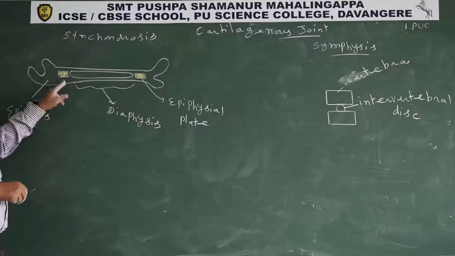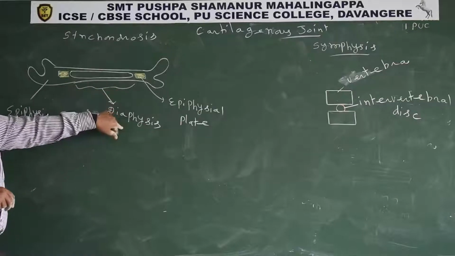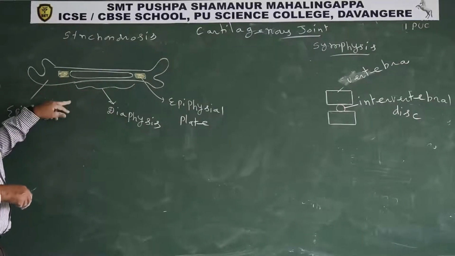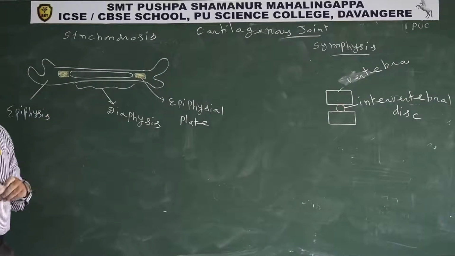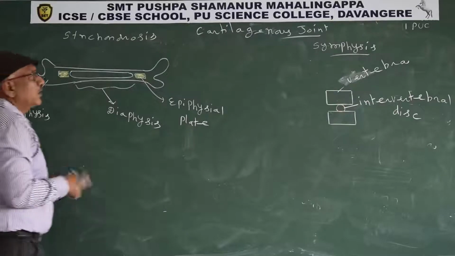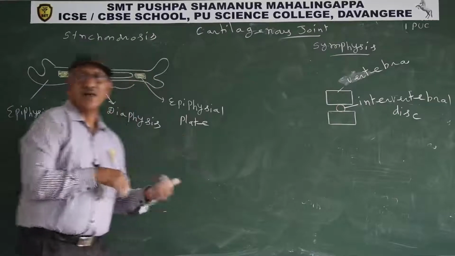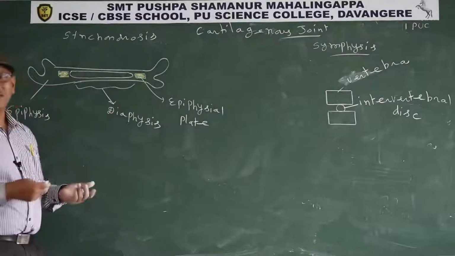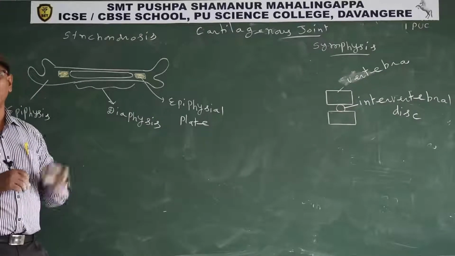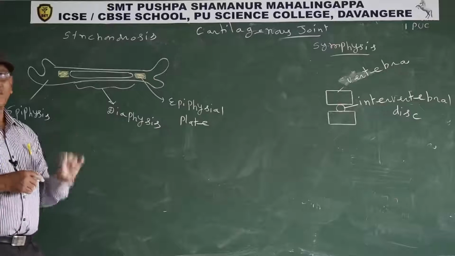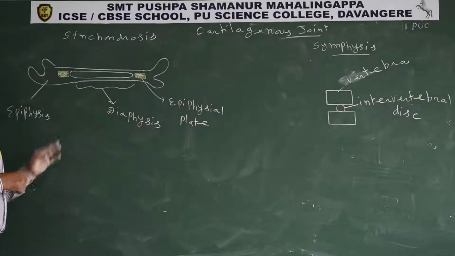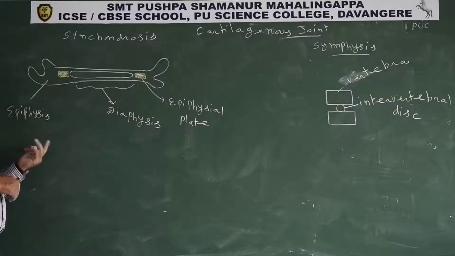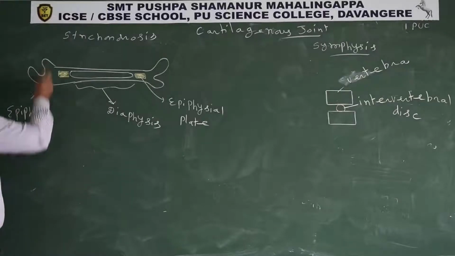Epiphysis is one bone, diaphysis is another bone. Between epiphysis and diaphysis, the epiphyseal plate is present. Epiphyseal plate is nothing but hyaline cartilage. Cartilaginous joint: if a joint contains cartilage, what is a joint? The empty place present between the two bones is known as a joint. If the joint contains cartilage, it is known as a cartilaginous joint. If hyaline cartilage is present between the two bones, it is known as synchondrosis.